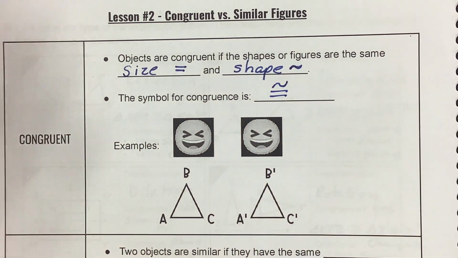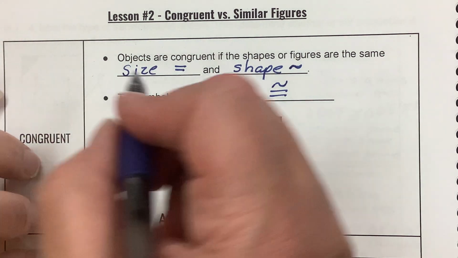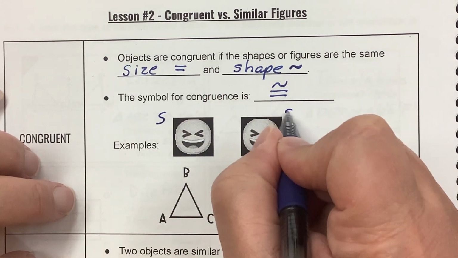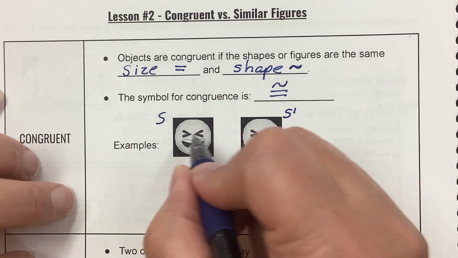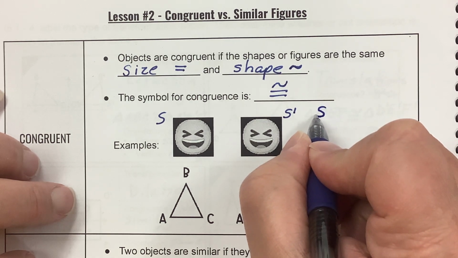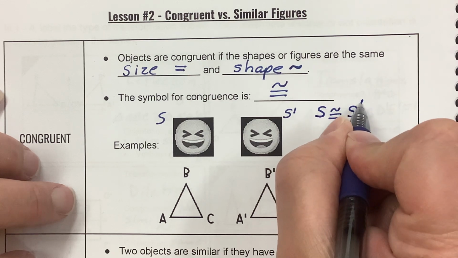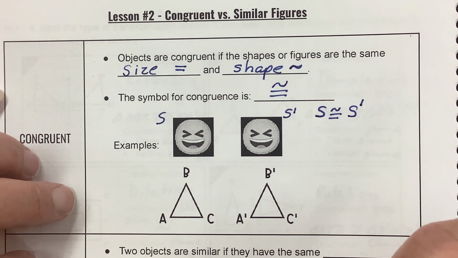Right. So, let's just say these are congruent figures. And I'm going to call this S for smiley face and this S prime for smiley face 2. This smiley is exactly the same size and shape as that smiley. So smiley is congruent to smiley prime. Remember that little single quote is a prime.